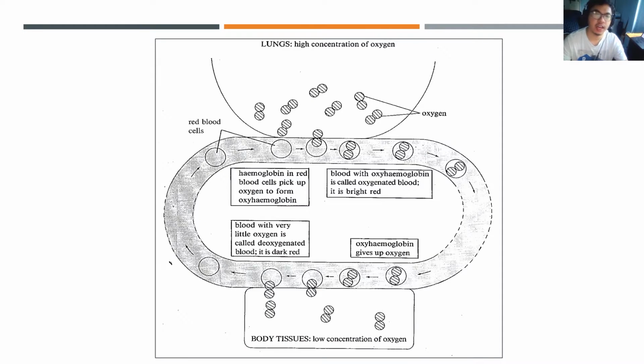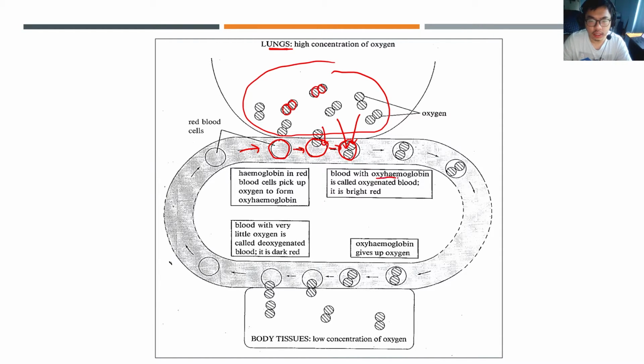So this is a very simple diagram of what it looks like in the body. So let's say this is your lung, and you can see these things here are oxygen molecules. So this is in the lungs. There's a lot of oxygen there, and then these are the red blood cells. So the red blood cells all come around to the lung, and then each red blood cell will pick up oxygen. So you can see oxygen going into the red blood cell here. Okay, so the oxygen goes into the red blood cell, joins with the hemoglobin to form oxyhemoglobin.